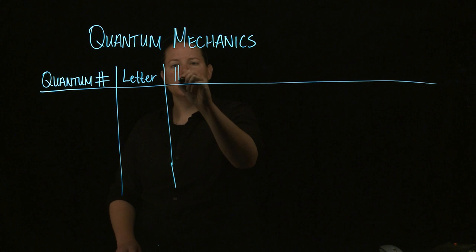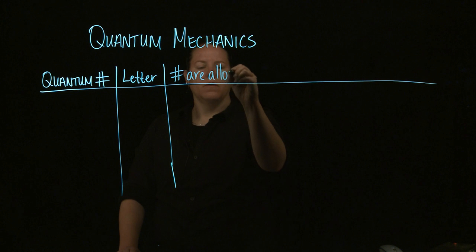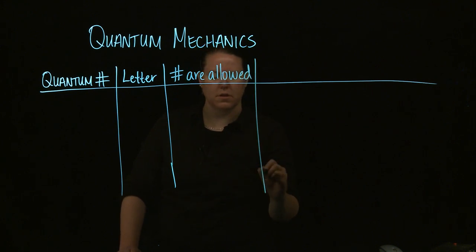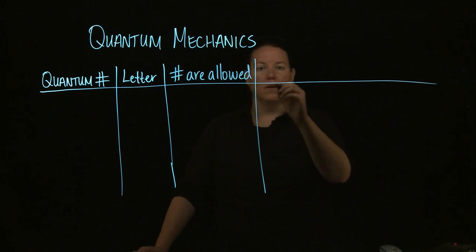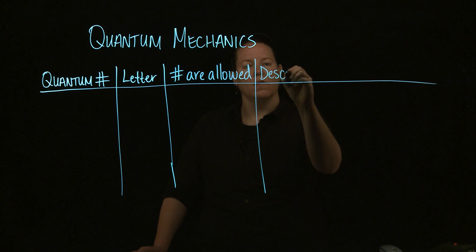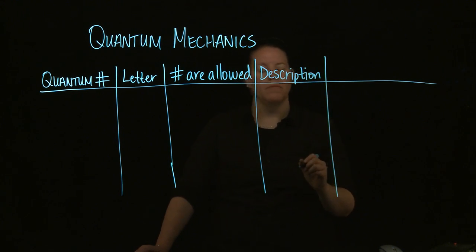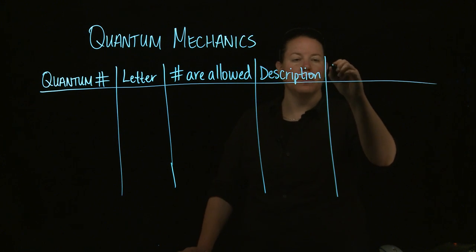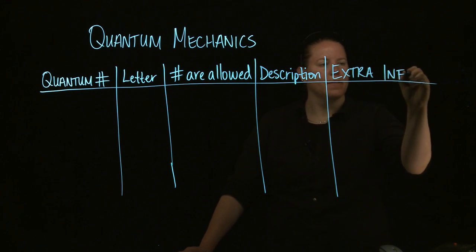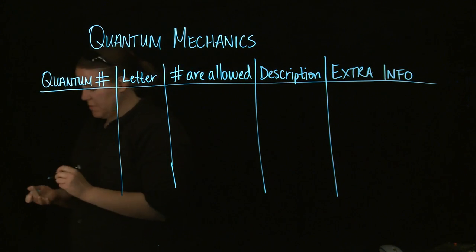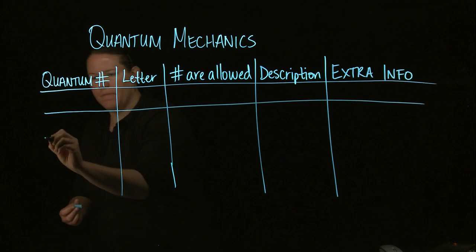The numbers that are allowed for these quantum numbers. And let's talk about the description: what does that certain quantum number describe? And then maybe we'll do some extra info. So we're going to have four quantum numbers that we want to talk about.